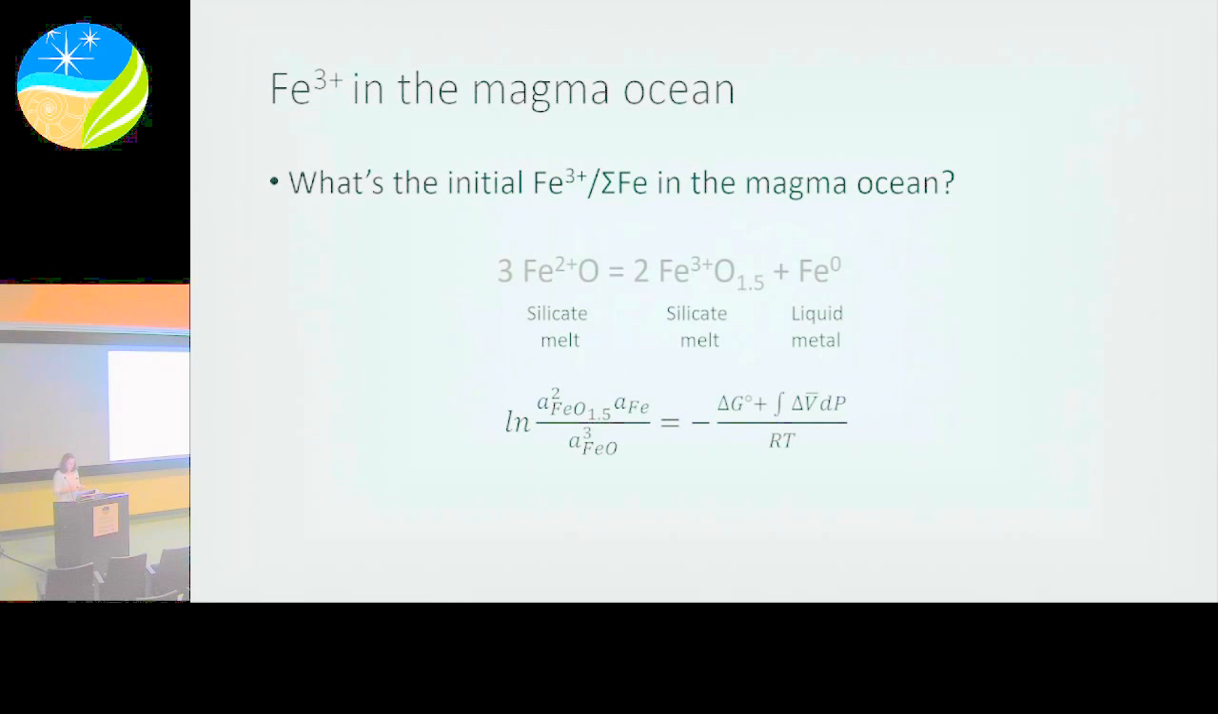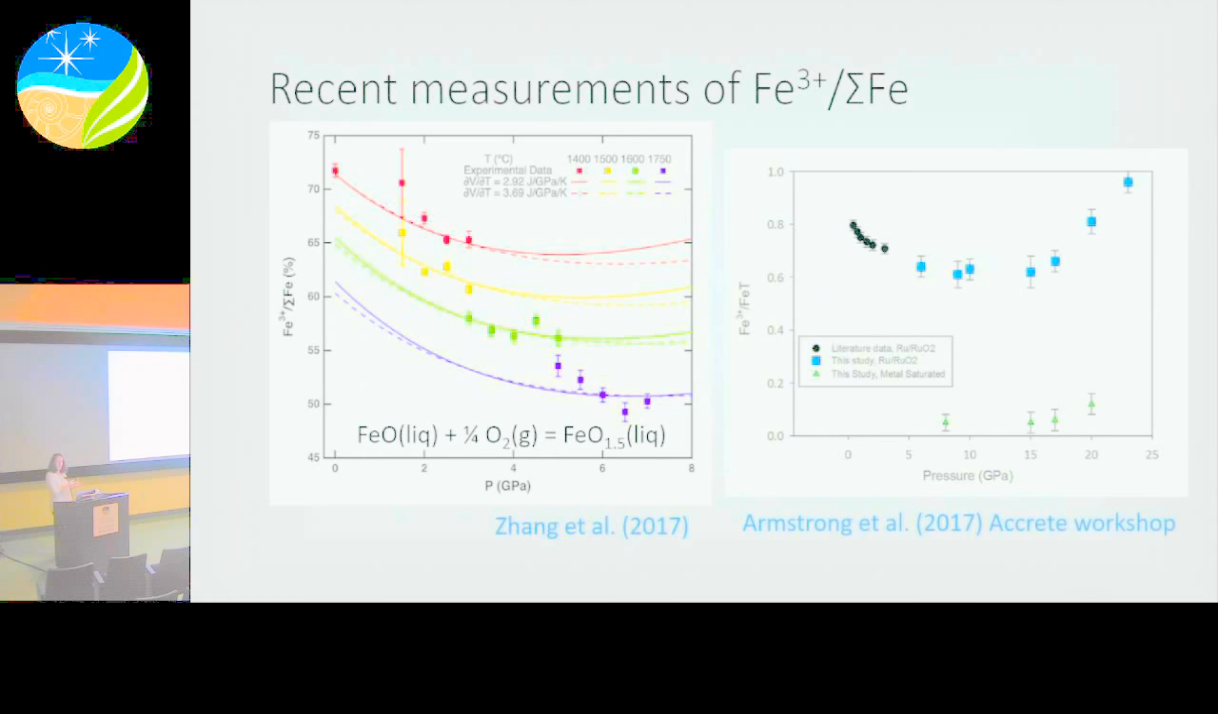Unfortunately, there have been people working on this recently. So this is out of University of Minnesota, Zhang et al., published last year, has measured iron 3+ abundance in silicates up to about 7 GPa. So prior to that, the highest pressure that this had been done up to was about 3 GPa, from O'Neill et al. 2006. And that's shown here in the black.